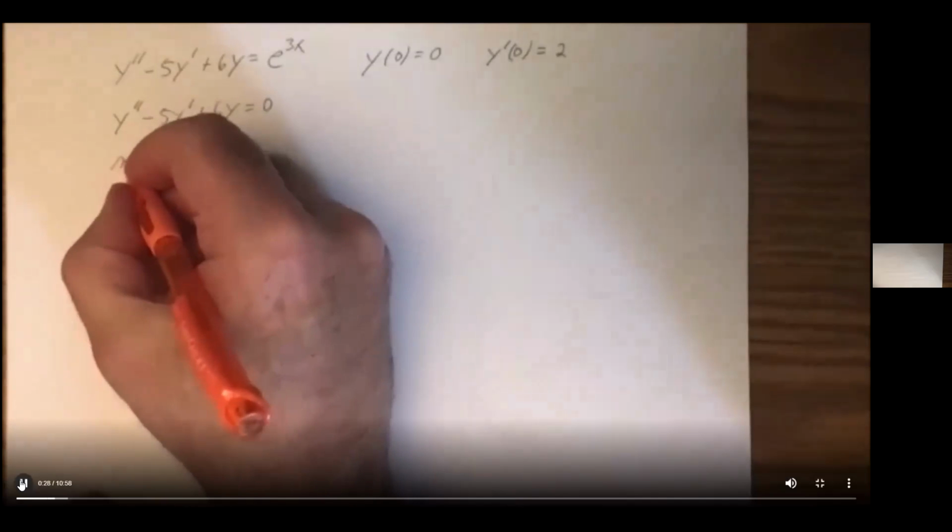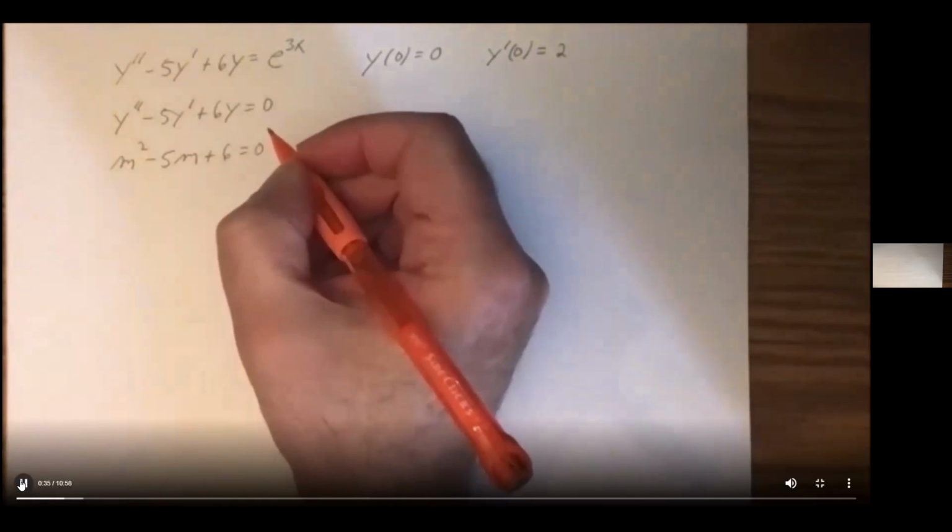All right, now I can find the characteristic equation or the auxiliary equation. By the way, some books call it the auxiliary equation, some books call it the characteristic equation. And we don't need to use the quadratic formula for this. We can factor this.